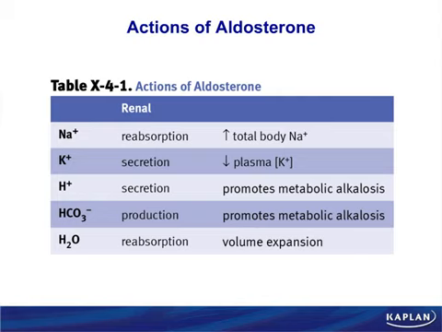Because you're bringing in water with it. That's why you're getting the hypertension, because you're bringing in water with it. And that's why everybody with hyperaldosteronism has hypertension and low potassium and a metabolic alkalosis. That's with a primary hyperaldosteronism.